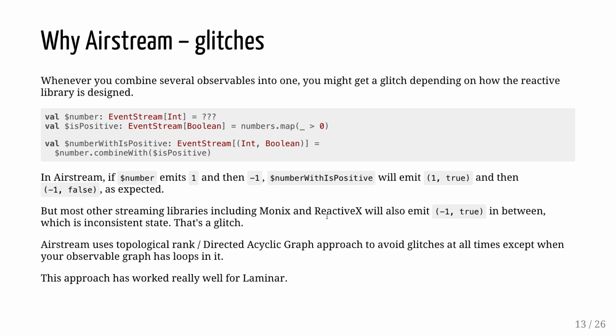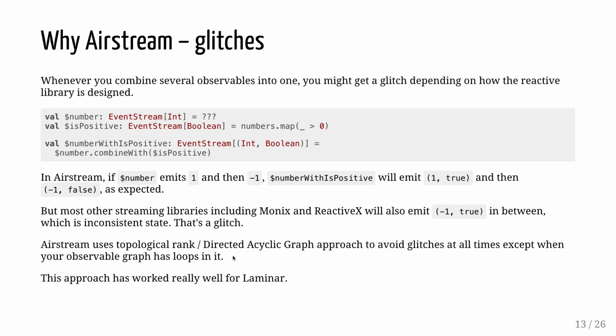So glitches are really problematic, and I hate them, and that's why Airstream exists pretty much. Airstream uses a directed acyclic graph approach, which lets us avoid glitches pretty much at all times, except when we have loops in the observable graph. And when we do, we have it very well documented.